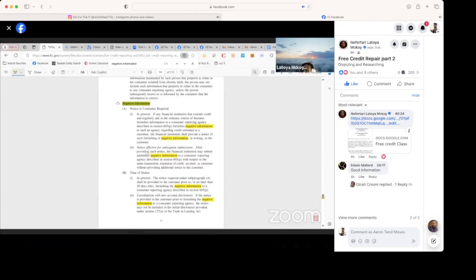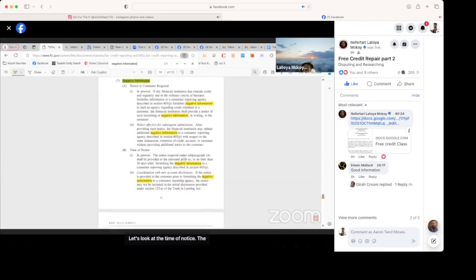Notice effective for subsequent submissions. After providing such notice, the financial institution may submit additional negative information to a consumer reporting agency described in section 603(p) with respect to the same transaction. Let's look at the time of notice. The notice required under subsection (a) shall be provided to the customer prior to or no later than 30 days after furnishing the negative information. So they're supposed to tell you that they furnished this information and they don't do that.